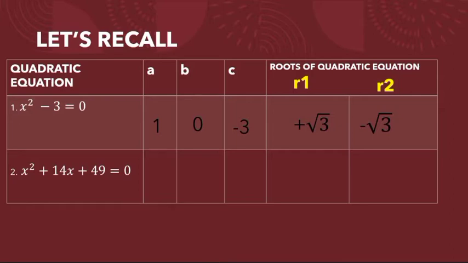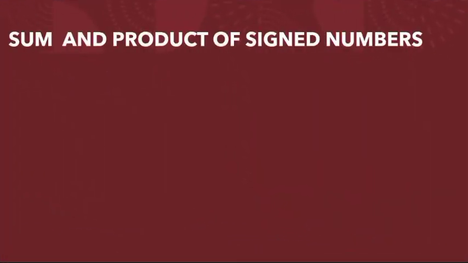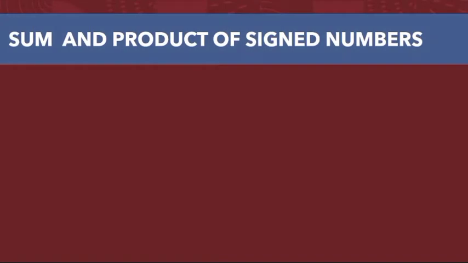Okay, next example, we have x squared plus 14x plus 49 equals 0. A is 1, b is 14, c is 49. Now, to get the roots of quadratic equation, we can use factoring. So, the roots of this equation is equal to negative 7. Okay, another activity, let's have sum and product of signed numbers.